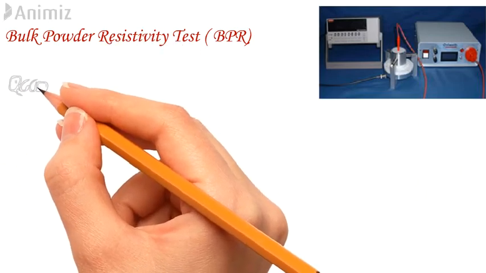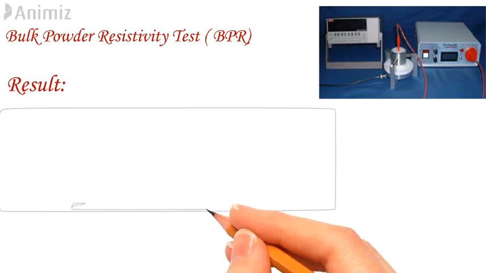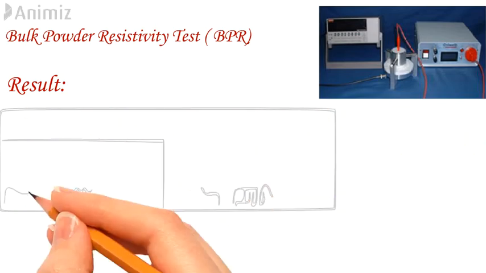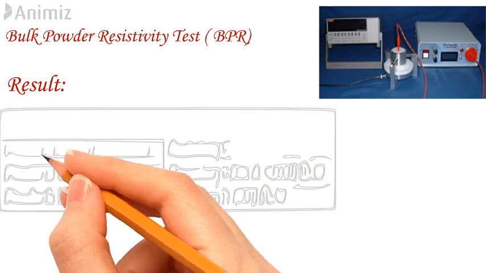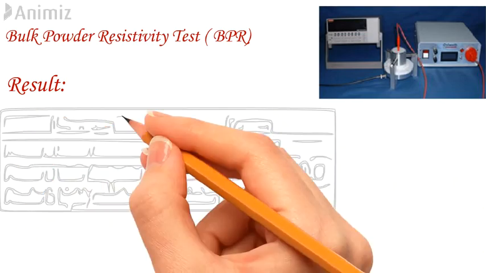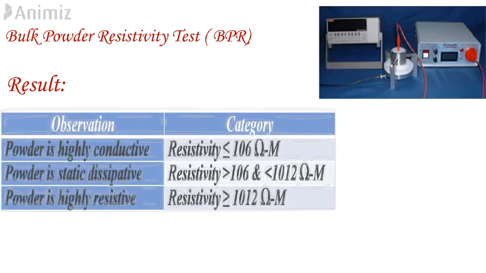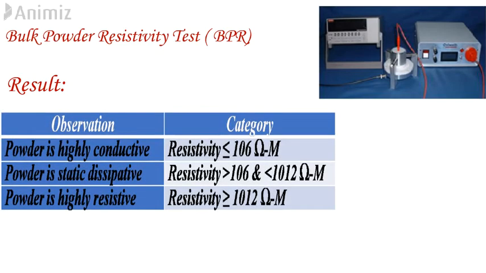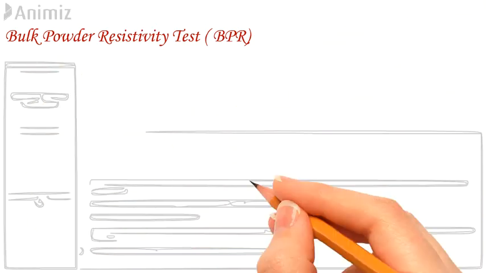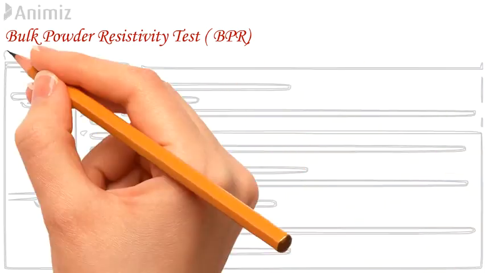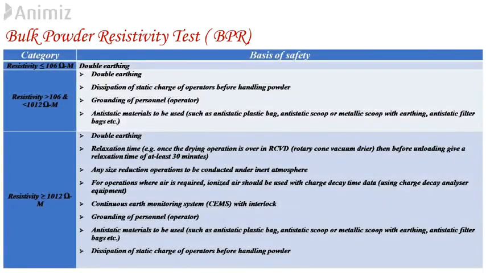Result and interpretation. Powder is highly conductive when resistivity is less than or equal to 10^6 ohm. Powder is static dissipative when resistivity is between 10^6 and 10^12 ohm. And powder is highly resistive when resistivity is greater than 10^12 ohm. Basis of safety. The table represents the basis of safety on the basis of resistivity of powder. But keep in mind this basis of safety is very generalized and it can vary on a case to case basis.